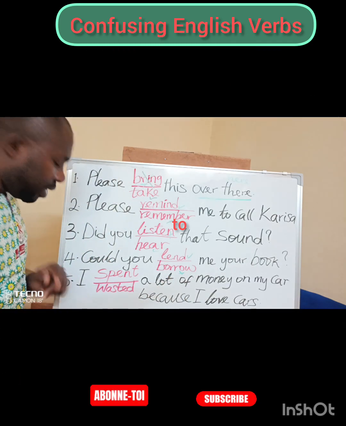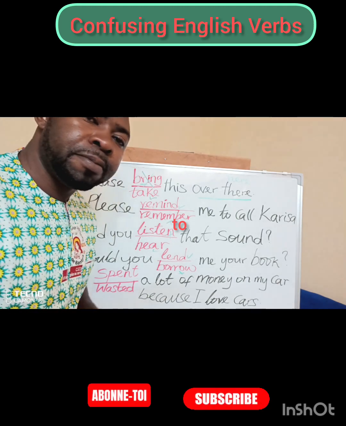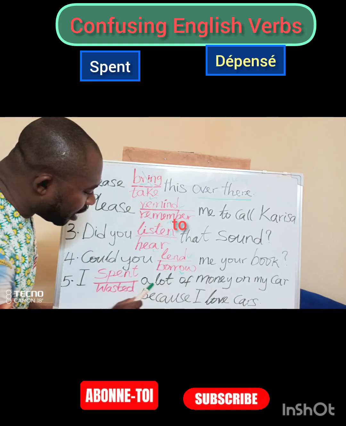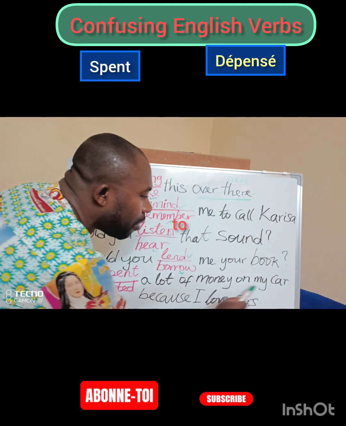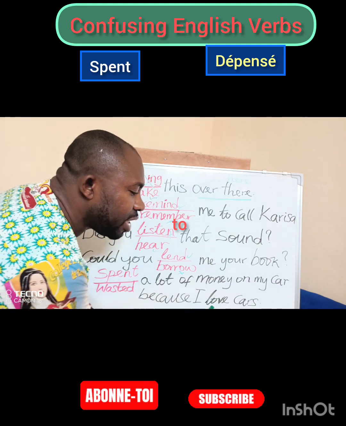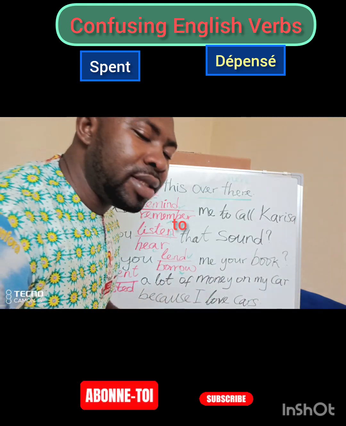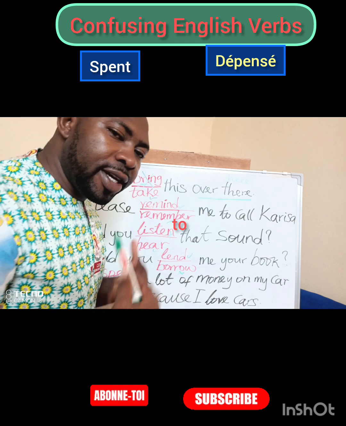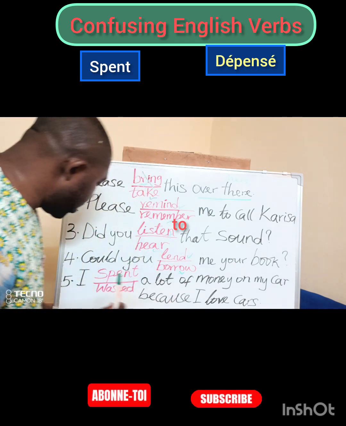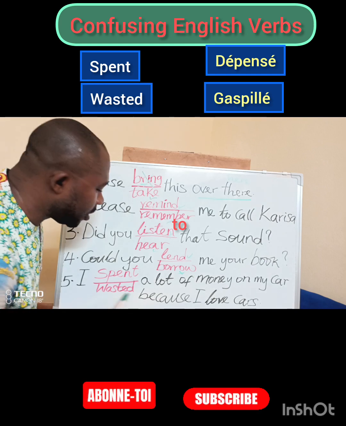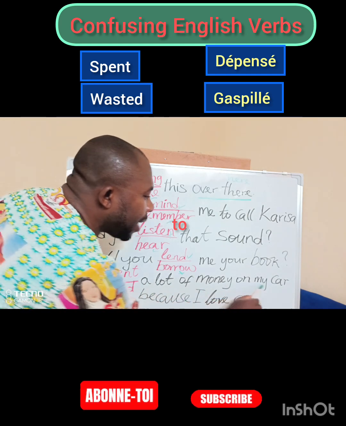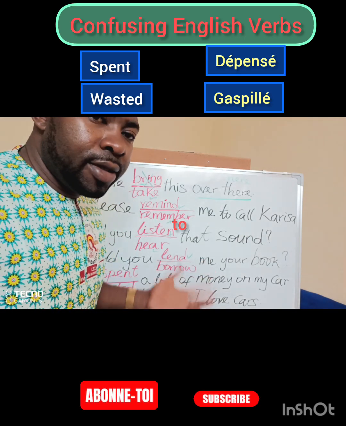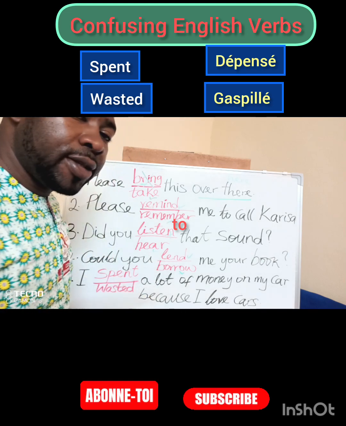All right. Let's see the last sentence on the board. The last sentence on the board says, I spent a lot of money on my car because I love cars. Or, I wasted a lot of money on my car because I love cars. So what is the correct answer and what's the difference?